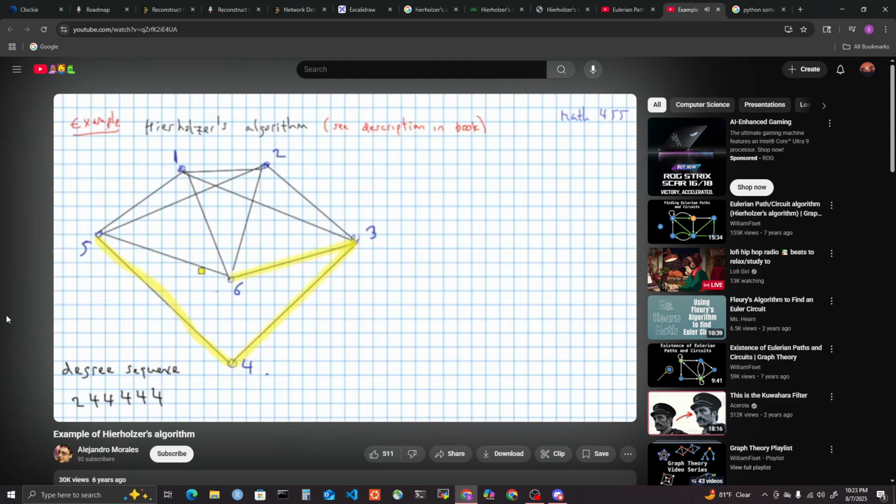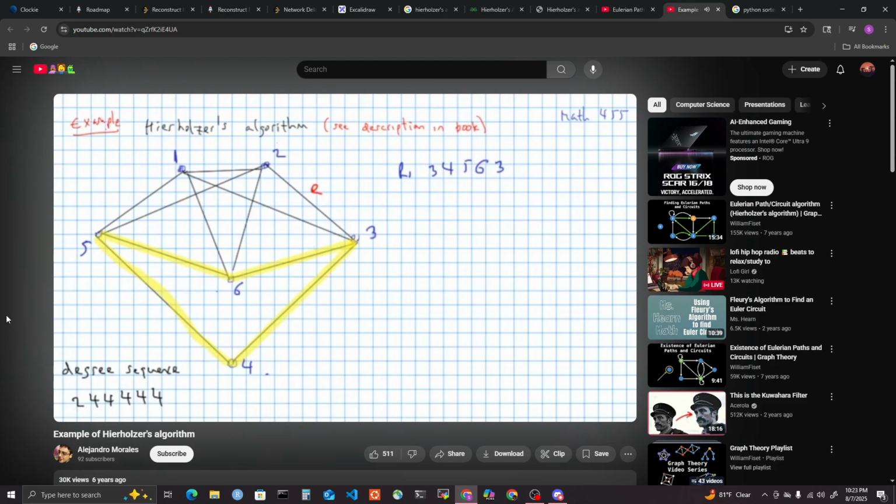And I'm going to call this R1. So R1 contains vertices 3, 4, 5, 6, 3. So if this circuit does not cover all the edges, I find an edge incident to a vertex in R1 that is not marked. So for example, this edge here, 2, 3. Next, I find a circuit that contains that edge E.